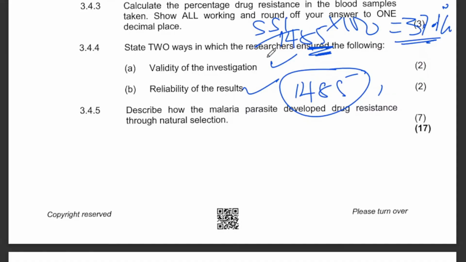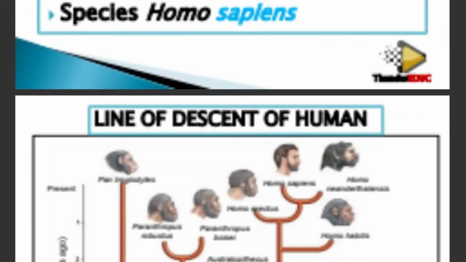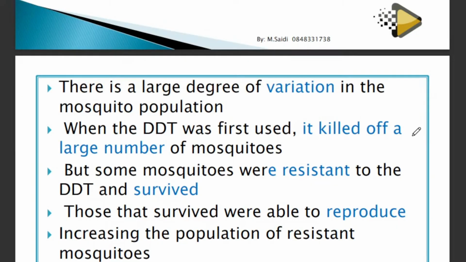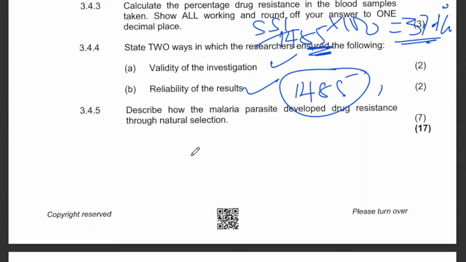Then they are saying to describe how the malaria parasite developed drug resistance. In this case, we used DDT as our example. So the first step you need to talk about variation. The second step, selective pressure. The third step, inference. The fourth step, inheritance. The fifth step, adaptation. Meaning that there was variation among the malaria parasites, those which are resistant to the drug and those which are not. When the first application is done, those which are not resistant died in large numbers, while those which were resistant survived, but in few numbers.